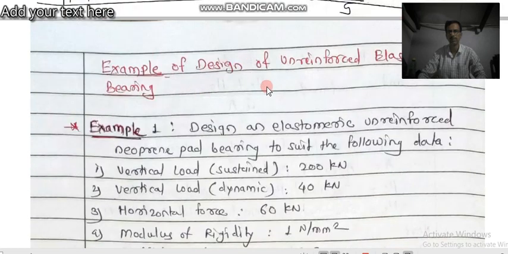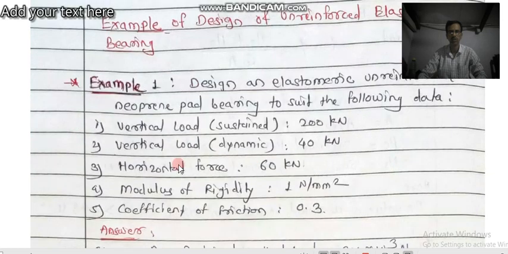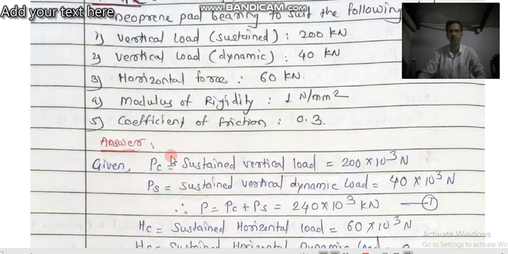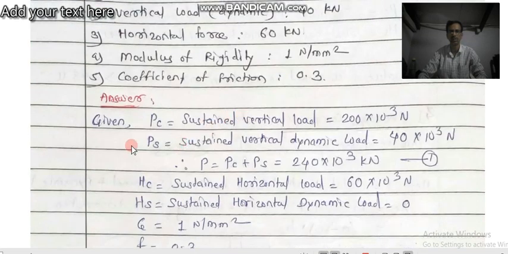This problem is asked for 16 marks in every question paper, and it is a very simple problem. Design an elastomeric unreinforced neoprene pad bearing to suit the following data. Vertical load sustained 200 kilonewton, vertical load dynamic 40 kilonewton, horizontal force 60 kilonewton, modulus of rigidity 1 newton per mm square, and coefficient of friction 0.3. Here the size of the pad is not given, it is assumed in the next steps.